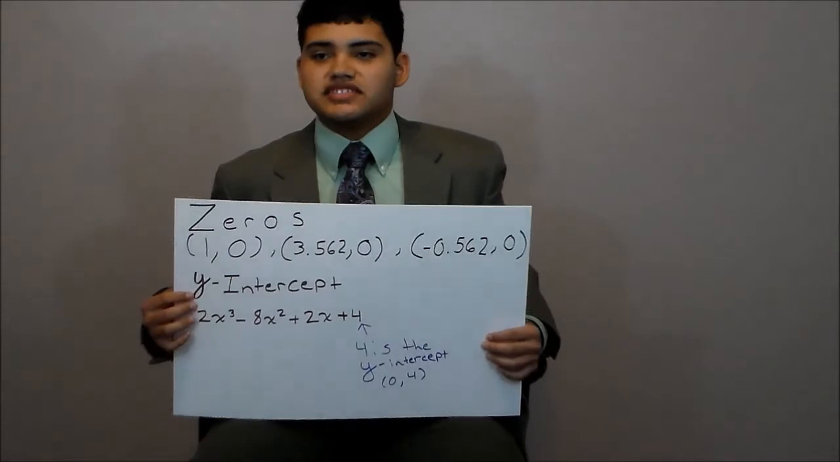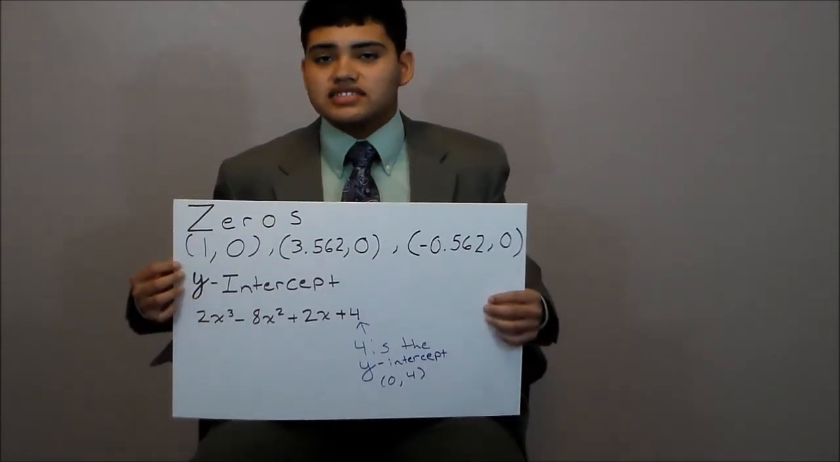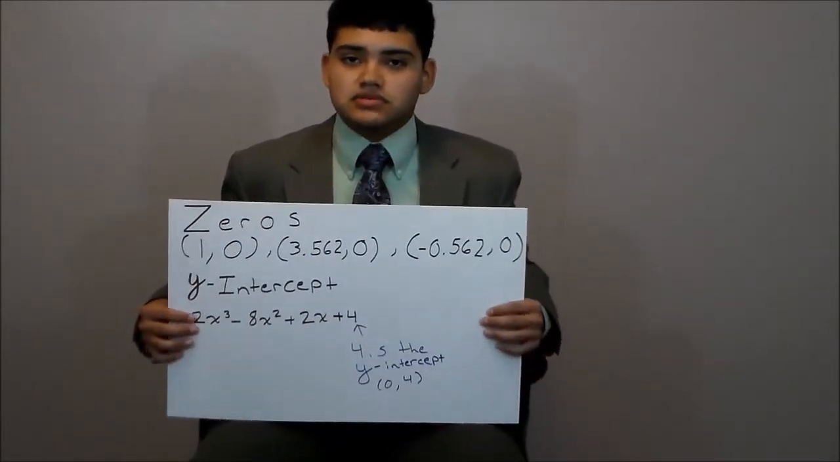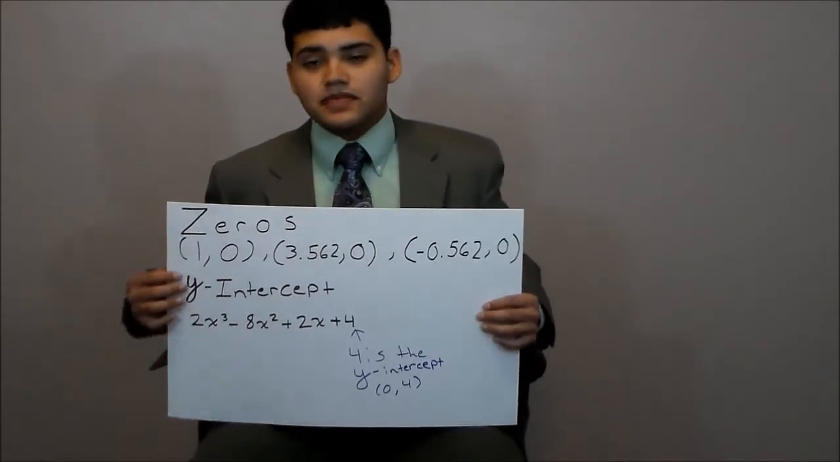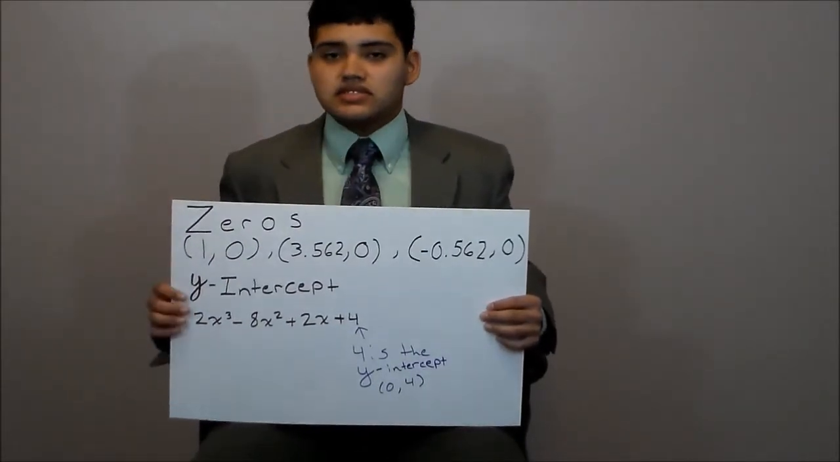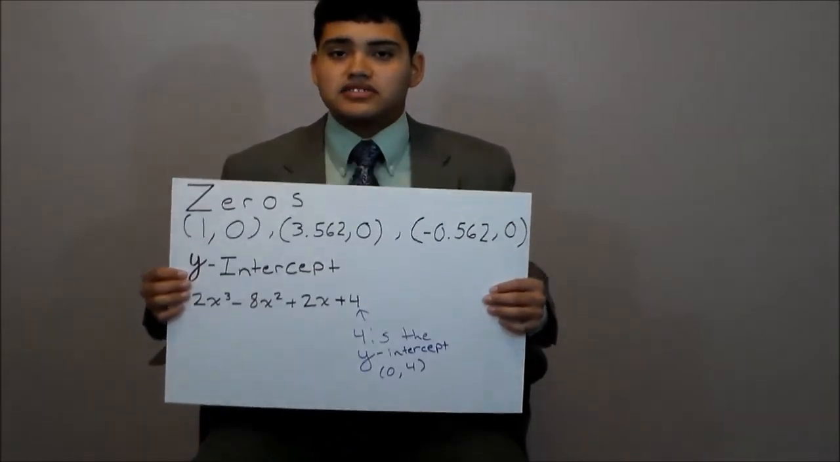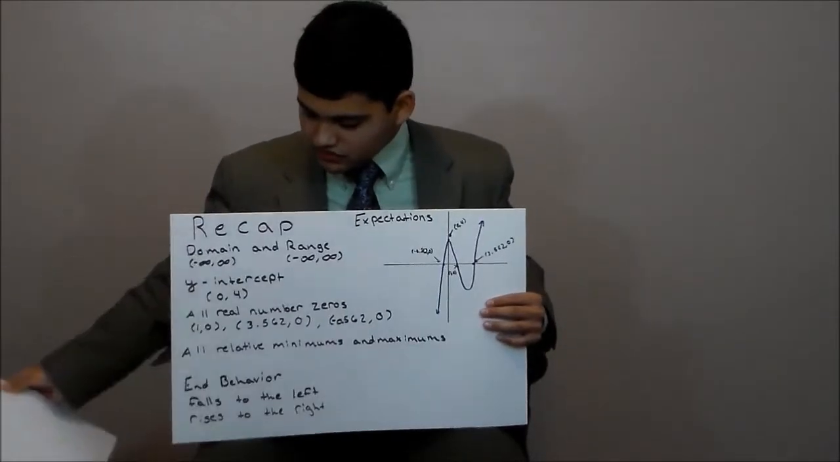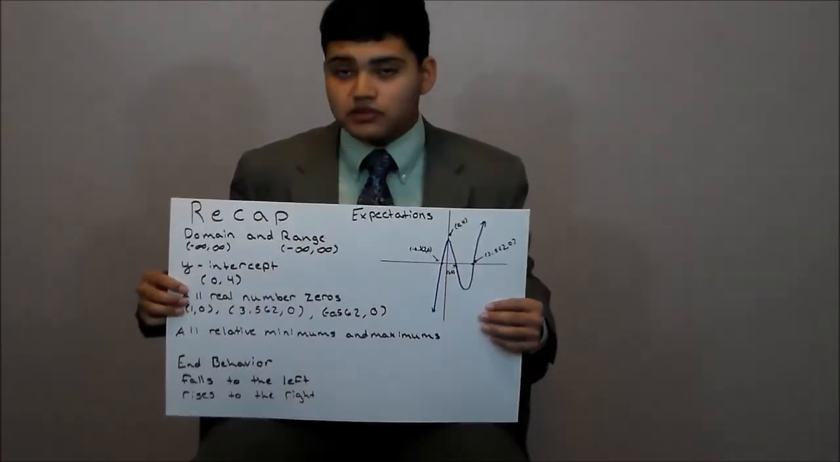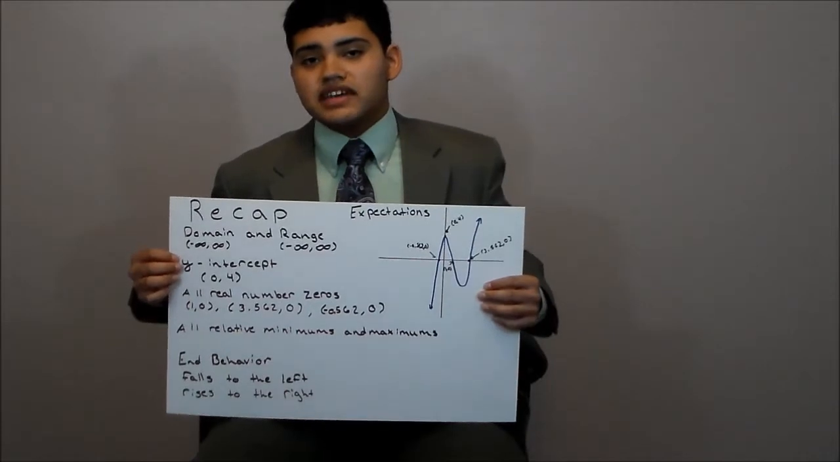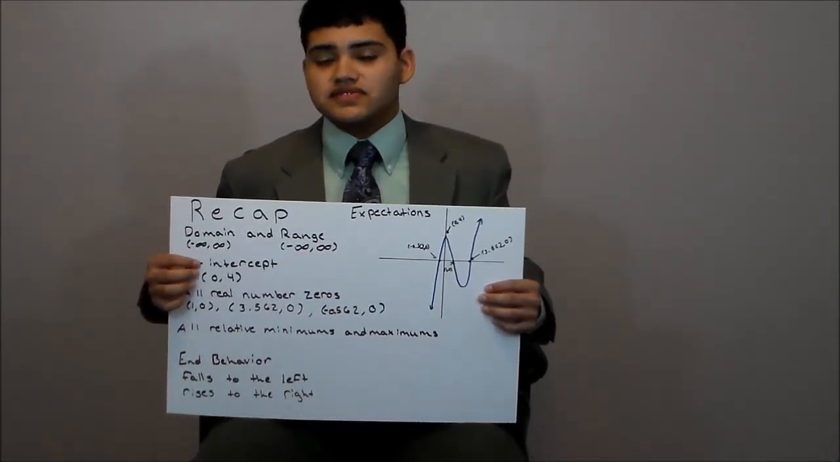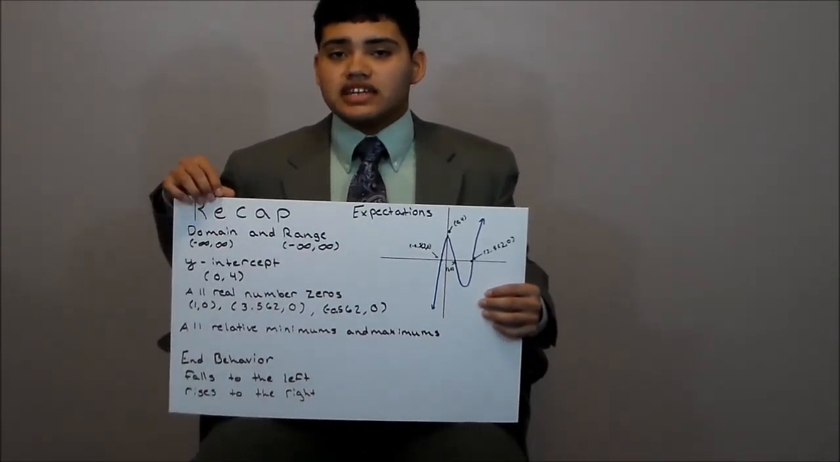Now we get the y-intercept. This is fairly easy. You look at the constant in the polynomial, which is 4 in this case, and we can determine that the y-intercept is 4.